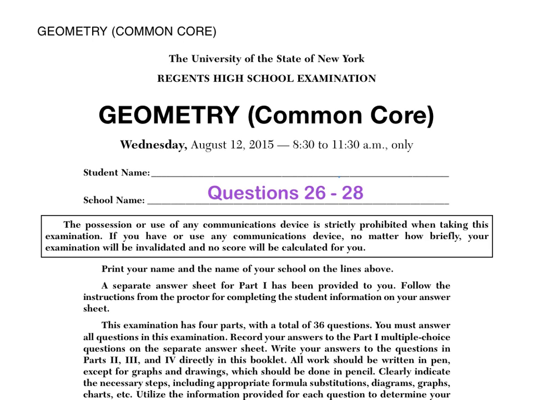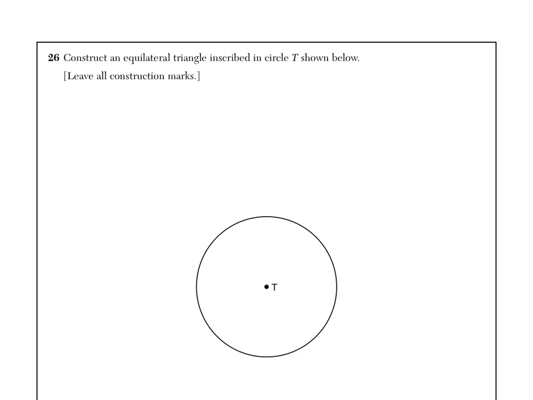This video will cover the Geometry Common Core exam from August 2015, questions 26 through 28. Number 26 says, construct an equilateral triangle inscribed in circle T shown below. So here, notice that it says inscribed in the circle.